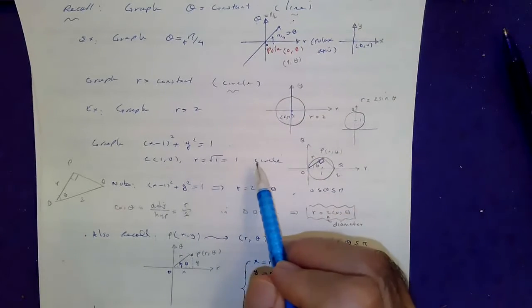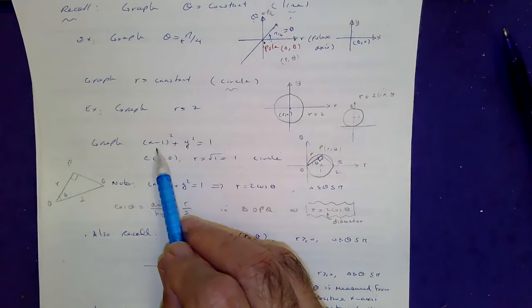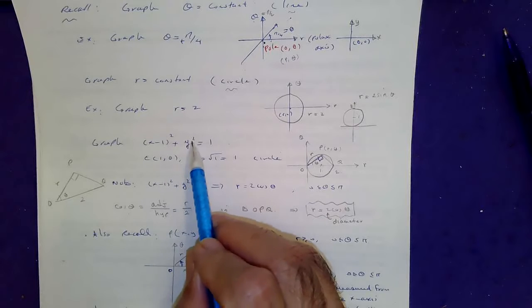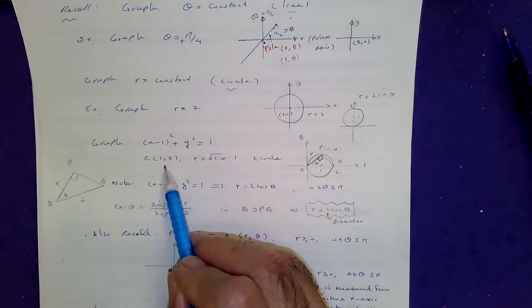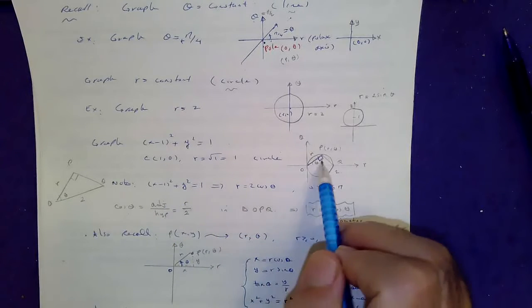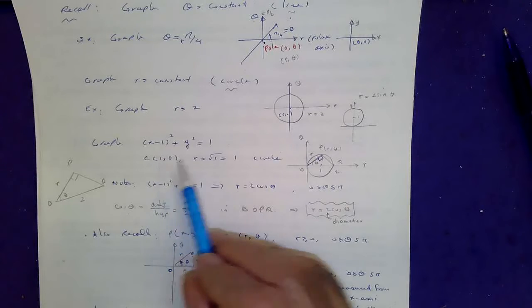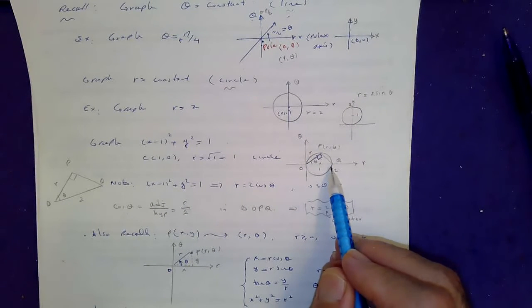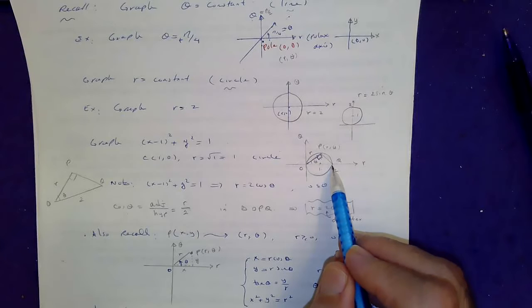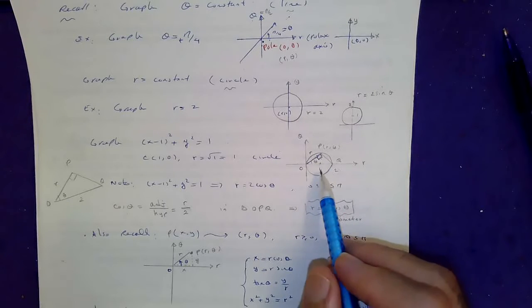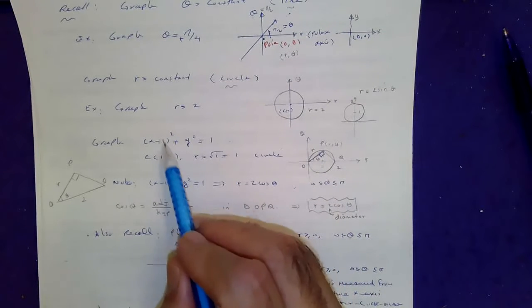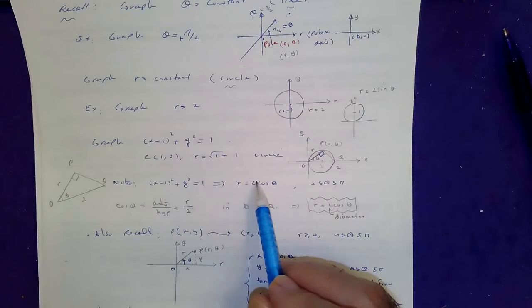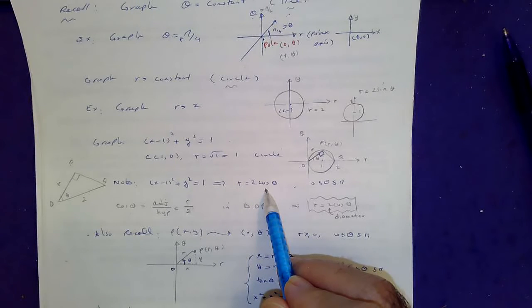the circle is off-center. What if you ask me to graph this? x minus 1 squared plus y squared equals 1. Now the center has been shifted 1 unit along the x-axis. So instead of 0, 0, now it's sitting at 1, 0, and the diameter is 2. So how would you convert this equation into a polar equation?